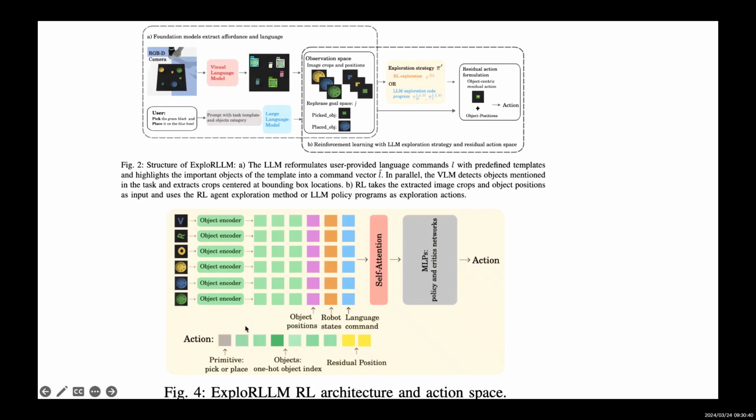The action space also consists of three components. The first component is the primitive action, which indicates the action to play, pick, or place. After that, the second component is the one-hot object index to indicate which object to manipulate. The last component is the residual position of the gripper.